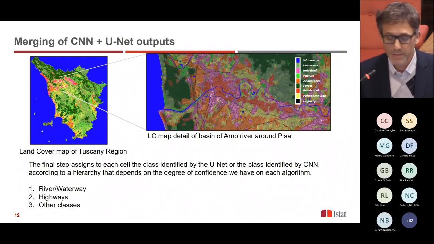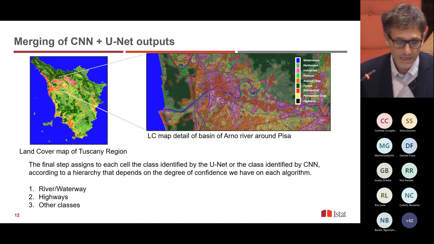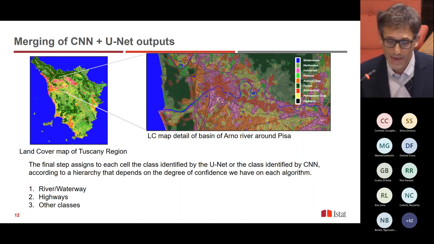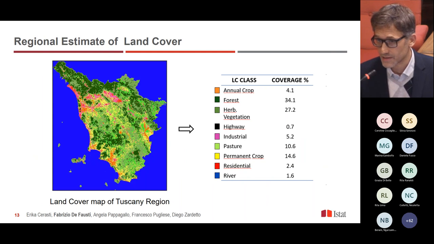The last step of this pipeline is the merging of these three outputs, the CNN and the two U-Nets, overlapping according to a hierarchy that depends on the degree of confidence we have in each algorithm. This is an example of our output applied to the map of Tuscany. We have the output, and we have a detail of the Arno basin around Pisa. We can see the contour of the river and the highway and the areal classes, forest, residential, Pisa residential, and the industrial area around Pisa. And this is an example of an estimate of land cover.